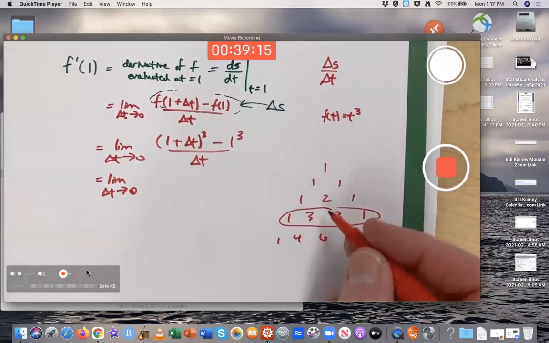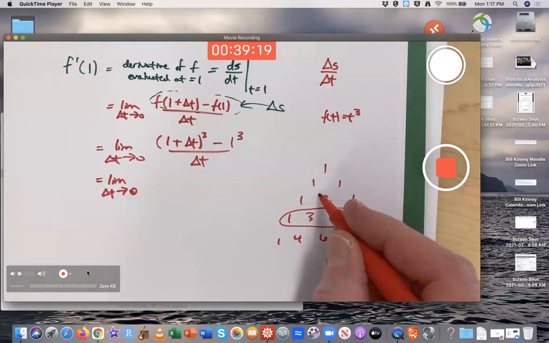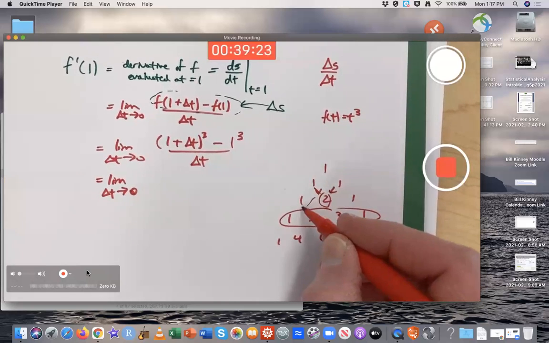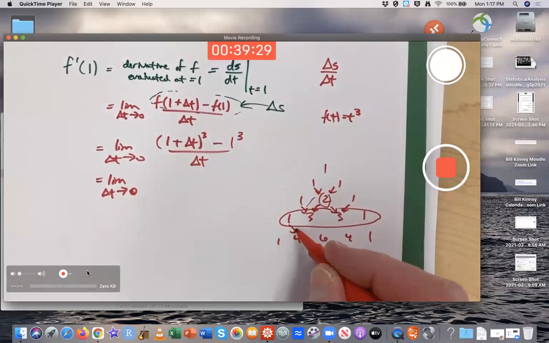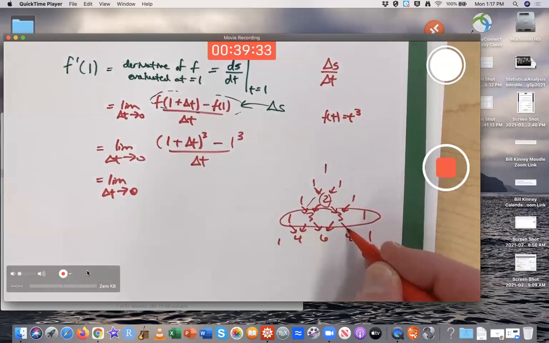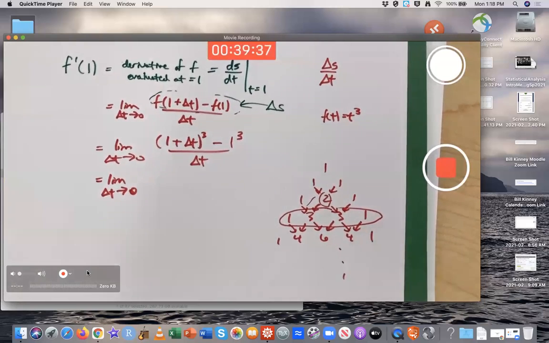By the way, the way you figure out this triangle is you make ones along the diagonals, and then in the main part of the triangle, the 2 there comes from 1 plus 1. The 3 here comes from 1 plus 2. The 3 here comes from 2 plus 1. The 4 here comes from 1 plus 3. The 6 from 3 plus 3. And the 4 from 3 plus 1. And you can keep going forever and ever.